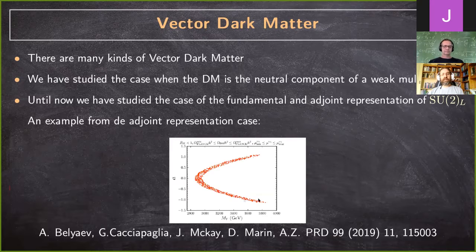This picture represents the allowed parameter space. This is the mass of the neutral vector boson, and this is its coupling constant to the Higgs boson. This is the allowed parameter space after all the experimental constraints were applied. This is work with Sasha Beliaev, Giacomo Cacciapaglia, James McKay, Dixon Marine, and myself. So you can see that a vector with mass around 3 TeV and coupled to the Higgs with strength not too high is allowed.